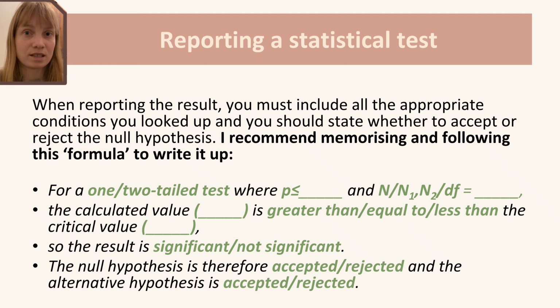When you report a statistical test, use this formula in the exam. I highly recommend memorizing it so that you don't forget to mention anything that's important to gain all marks. For a 1 or 2-tail test, where the p-value is so-and-so and the number or degrees of freedom is so-and-so, the calculated value, so-and-so, is greater than or less than or equal to the critical value, so-and-so. So the result is significant or not significant. The null hypothesis is therefore accepted or rejected, and the alternative hypothesis is accepted or rejected, meaning that so-and-so.